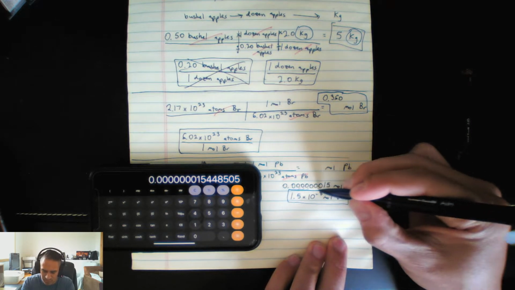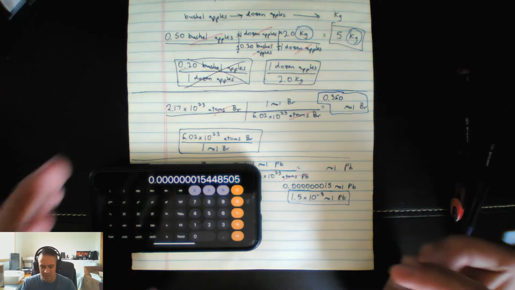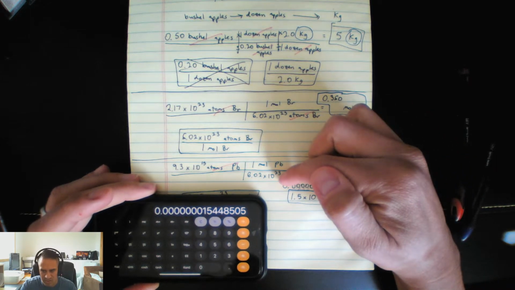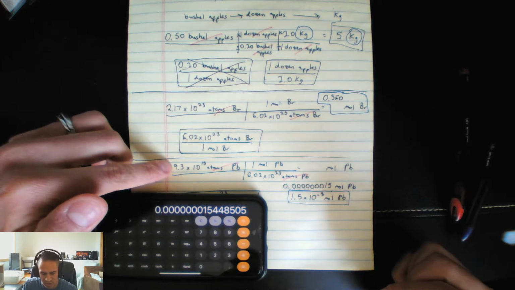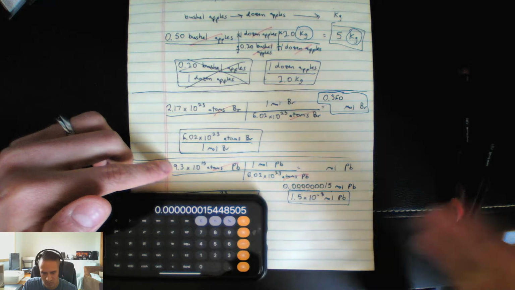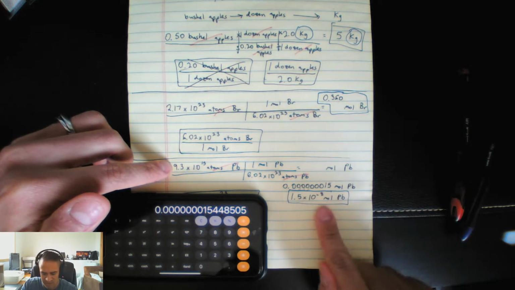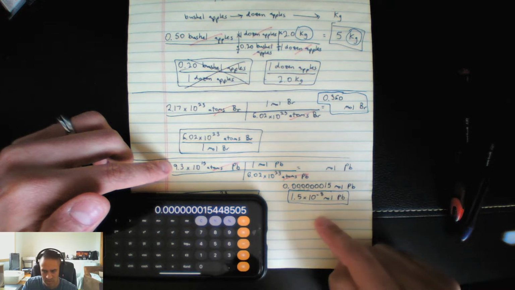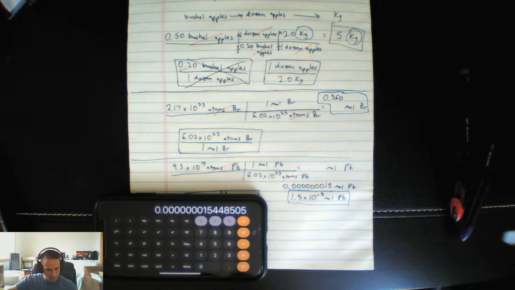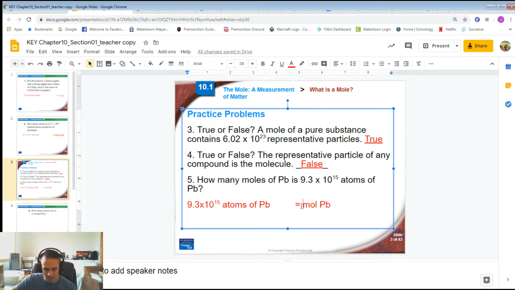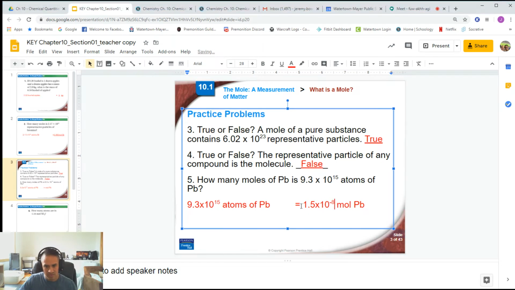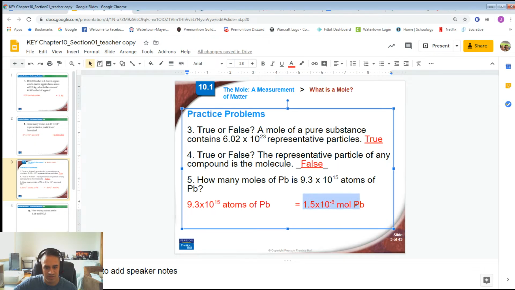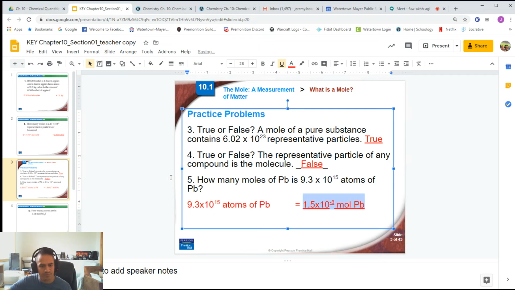That would be our answer in scientific notation. Okay, so this is what we're looking for. And that would make sense, because 1 mole is 6.02 times 10 to the 23rd, and we only had 9.3 times 10 to the 15th, which is way, way less. So it would make sense that our number would be much, much smaller than 1. So, all right, back in our notes, this is going to be 1.5 times 10 to the negative 8th moles of lead. Okay, so that's the answer we're looking for.